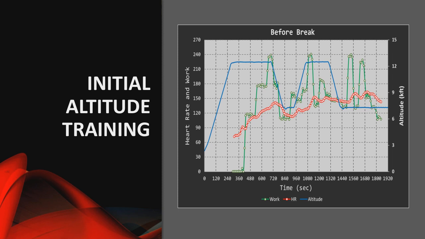Now, before the break, this is his response. Again, heart rate and work rate are on the left-hand axis. Altitude is on the right-hand axis. This is his variations in work rate. We see his heart rate response.